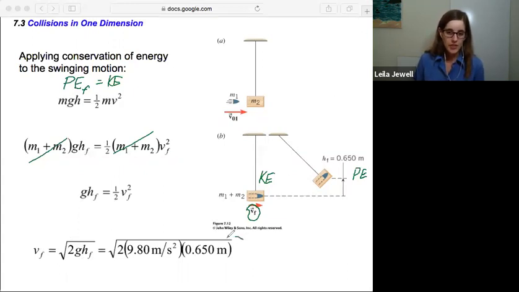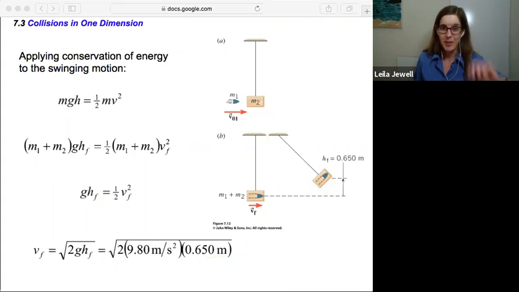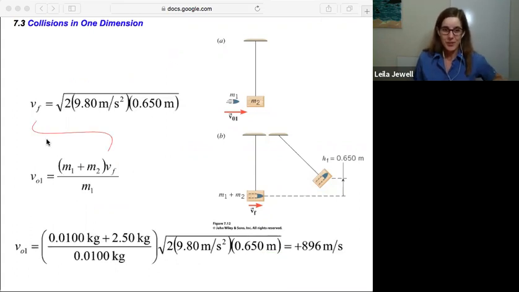What we want to do instead is take this result and combine it with that result from our conservation of momentum. So that's what we're going to do for our very last step where this is all coming together. So we'll take this Vf that we just calculated, plug it into the equation that we got in the conservation of momentum, and then put in our masses, and we can calculate this, and it comes out to 896 meters per second. And it is positive because we are continuing in the positive direction.